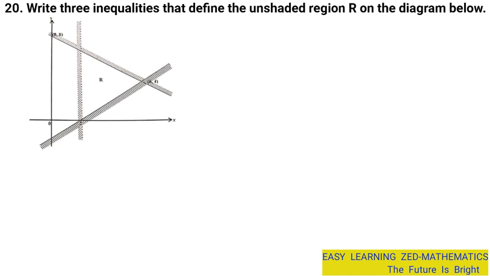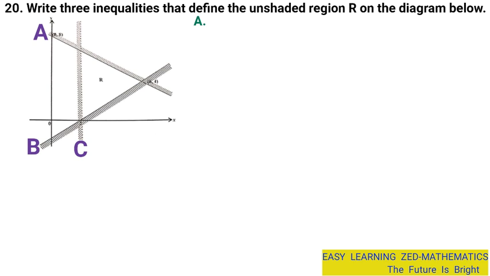Okay, so to solve this question, what I'm going to do is I'm going to name each line. Okay, so that is line A, line B, and line C. So what I'm going to do now is I'm going to start with A. I'm going to find the inequality of A. Okay, so what I'm going to do is I'm going to write A.